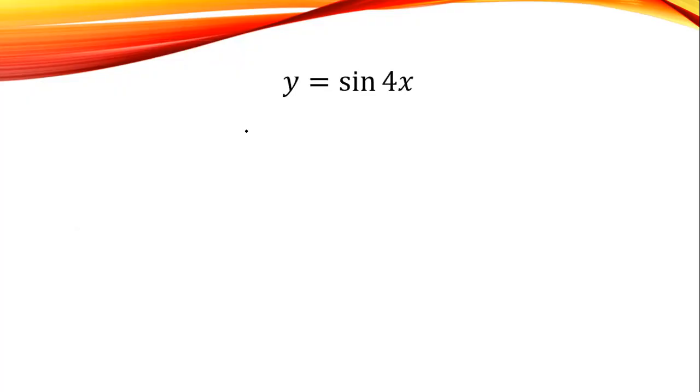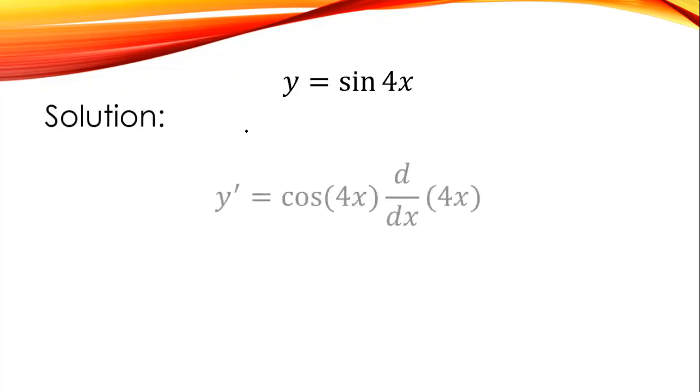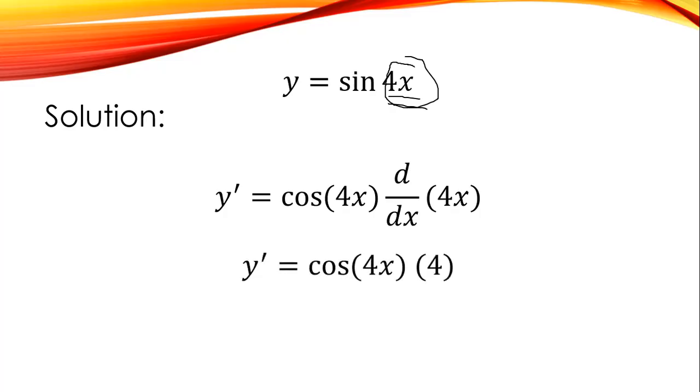For example, we have y is equal to sine 4x. What is the derivative of sine? We should know that the derivative of sine is equal to cosine. Therefore, it becomes cosine, and then you just copy what is with the sine, which is 4x. So it becomes cosine 4x, and then we take the derivative of 4x. What is the derivative of 4x? This is equal to 4. So the derivative of 4x is equal to 4. So we have cosine 4x multiplied by 4.